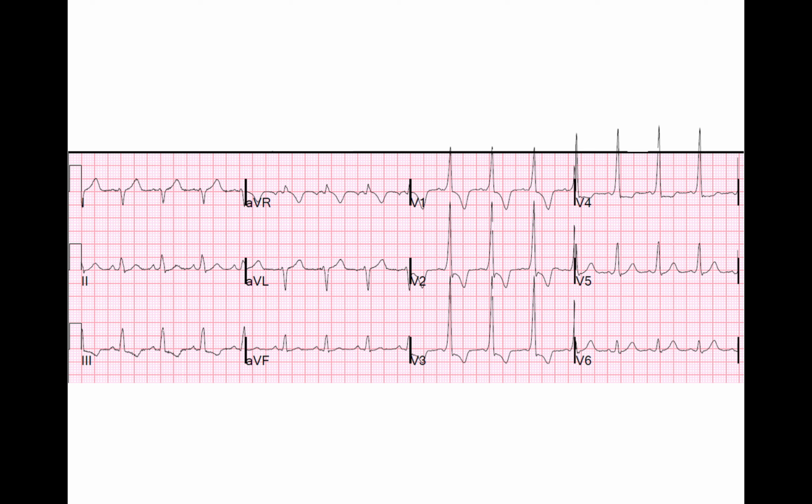This is an example of an ECG of a patient with Wolff-Parkinson-White syndrome, and this patient clearly has an accessory pathway. As you see, the PR interval is very short, there's slurring of the QRS complex, and there's widening of the QRS complex. So this is what we see when there's signal coming down an accessory pathway, not just the AV node.